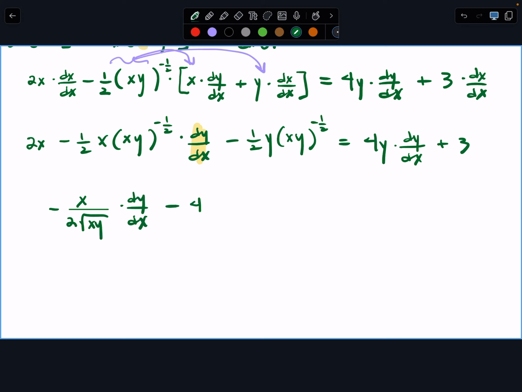Multiplying it: 1/2 times x times xy to the negative 1/2 times dy over dx. I just rearranged the order. And then, since this is a minus, so minus 1/2 xy to the negative 1/2. dx over dx is just 1.